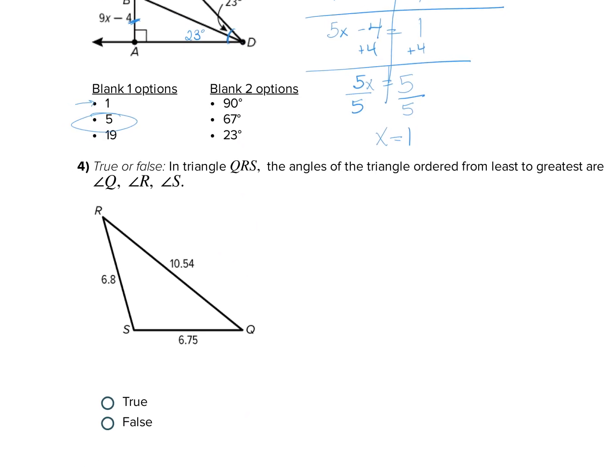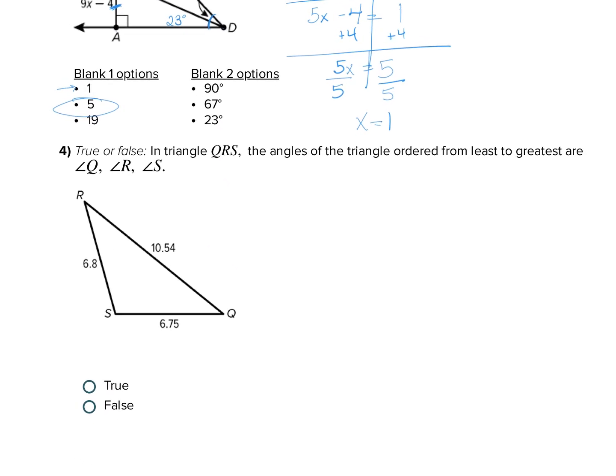Okay, and number 4. This has to do with our property of triangles, that we determined that the smallest angle is opposite the shortest side. Or we can also say the largest angle is opposite the longest side. Okay, so it's asking us if the angles of the triangle are ordered from least to greatest properly.